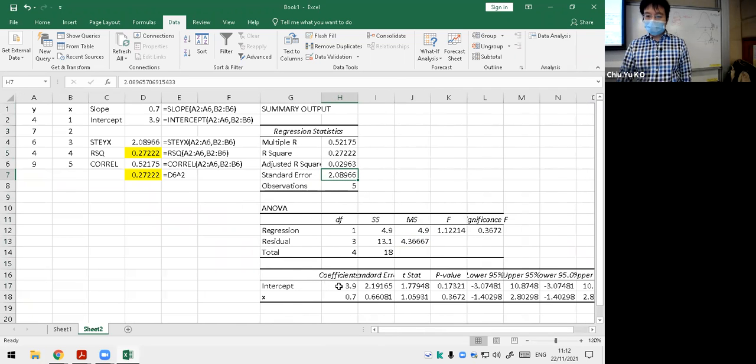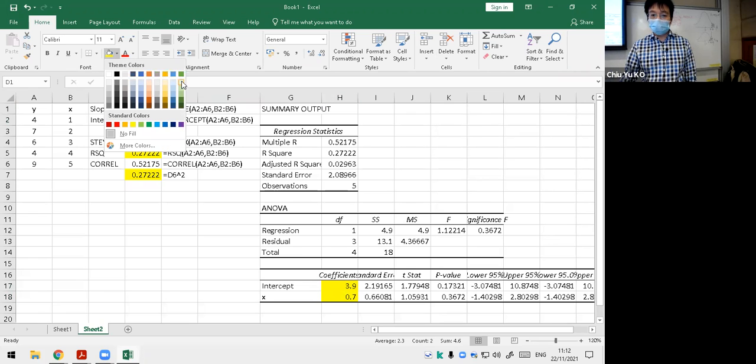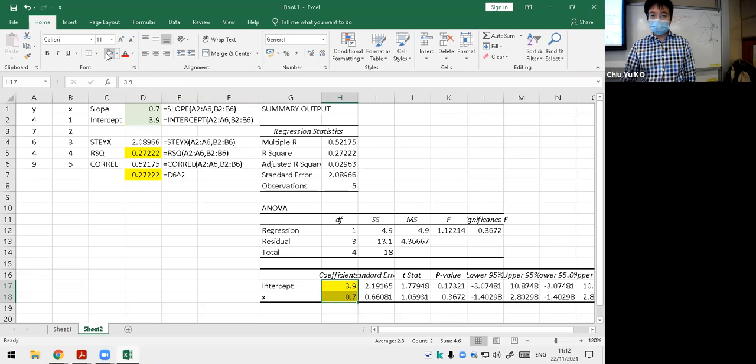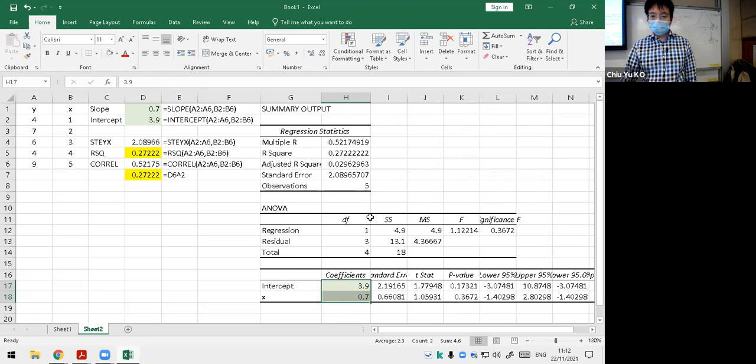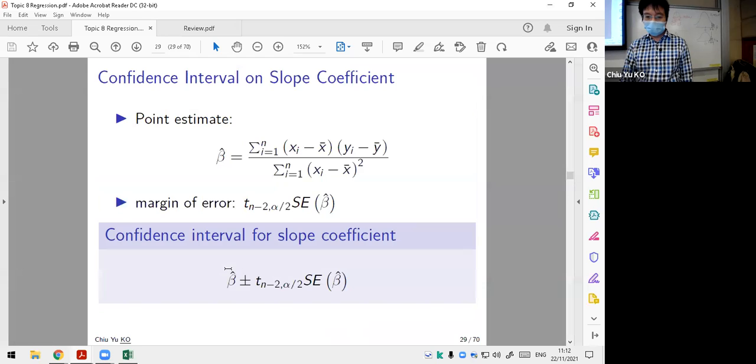Okay. First thing is you can see here, the 3.9 is here, and 0.7 is here. So that is exactly what we have here. Maybe I change some color to make sure you see it. And actually, the standard error is automatically given for you, this is SE alpha and SE beta. Okay, 2.19 and 0.66. Let me go back to the slide and show you there.